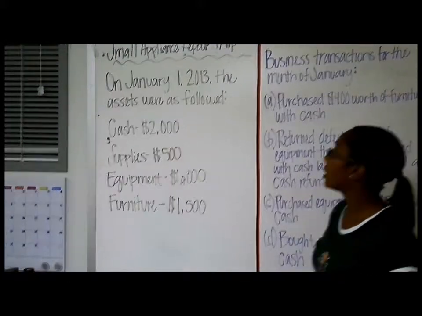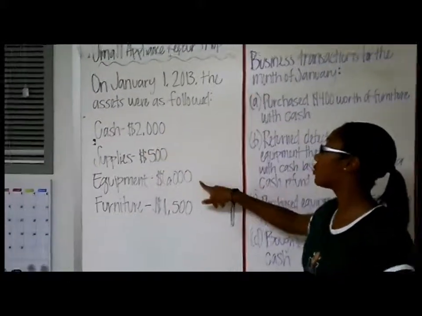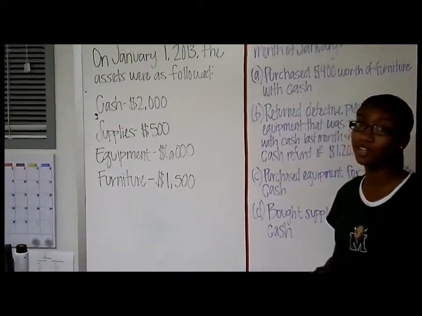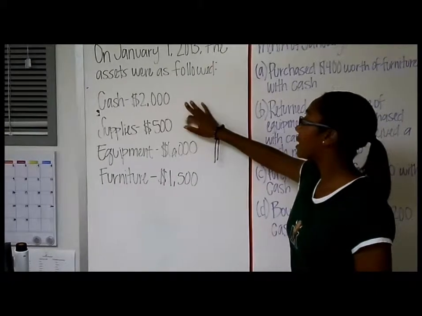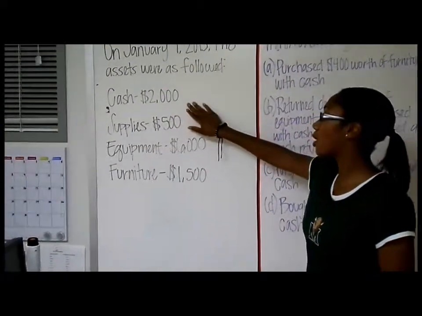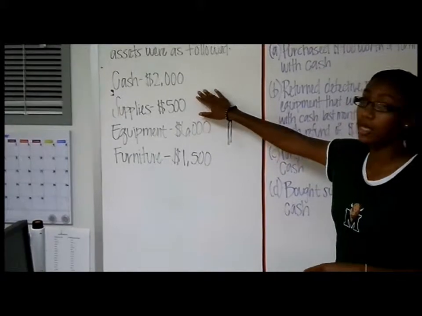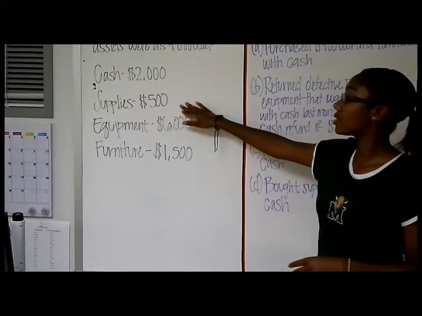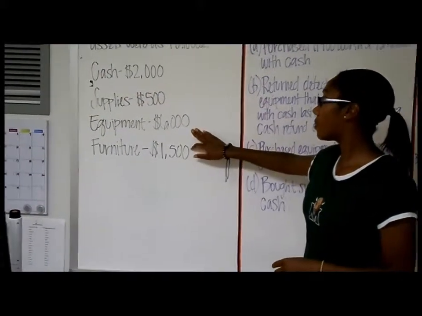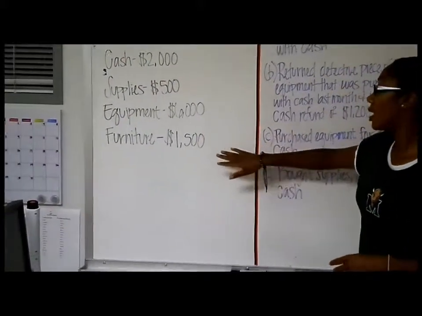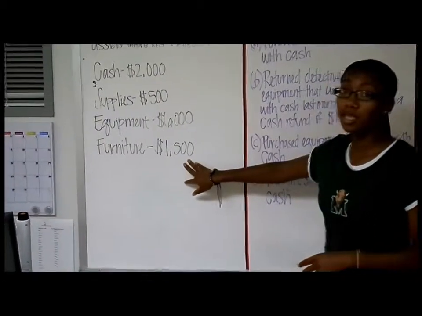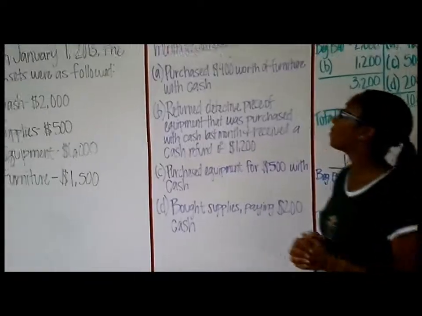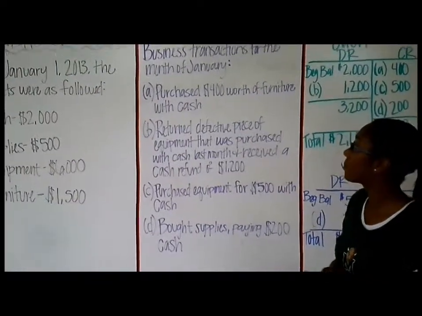And so these are the beginning balances for asset accounts as of January 1st, 2013. So the first one is a cash balance of $2,000, so that's the beginning balance for the year. Supplies was $500. The beginning balance for equipment is $6,000. And the beginning balance for furniture is $1,500. So there are four business transactions that we will do for the month of January.